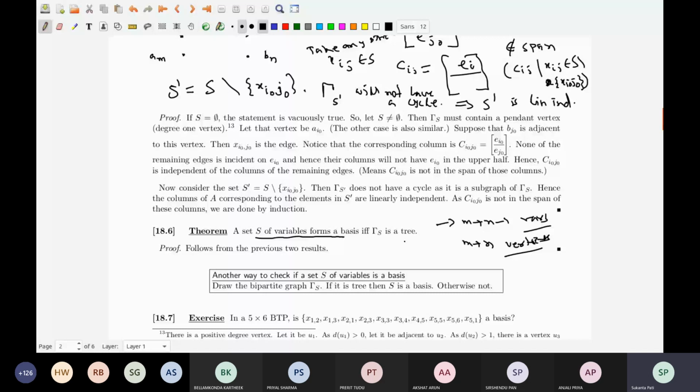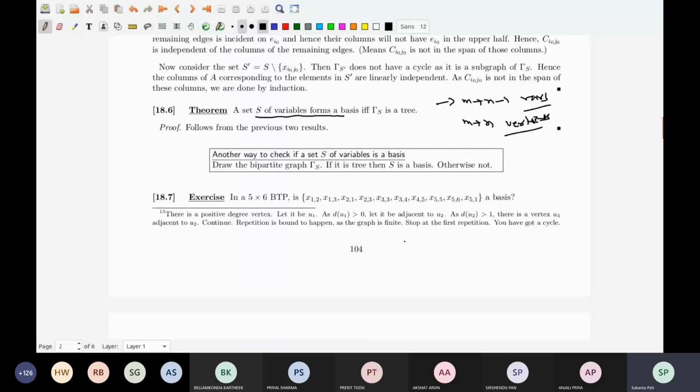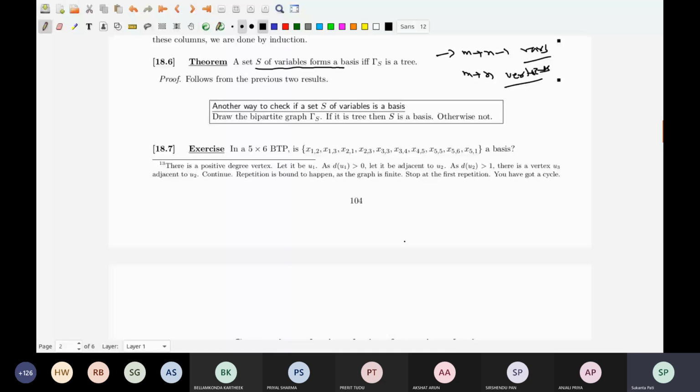So, some exercises on whether it is a basis or not. You can do this in three different ways. First, by writing the corresponding submatrix of A. Or you can do it by the transportation array, checking whether you are able to strike off the lines. Or you can draw the corresponding bipartite graph. Okay.